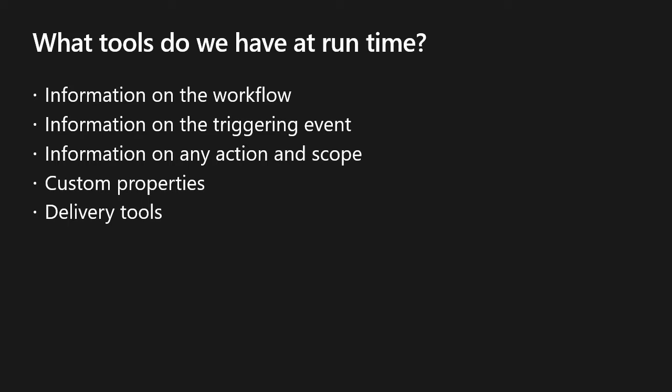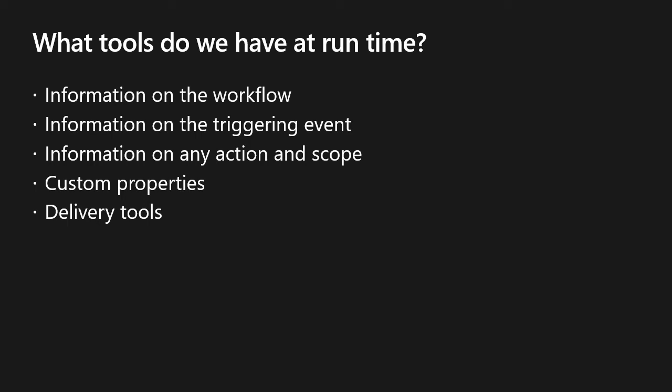Information on any action and scope. So the actions will include what was the name of the connection being used if we're connecting to a third-party service or first-party service. It'll include the inputs and outputs for the action itself. So every action that's invoked will have some inputs that are being provided to it, and we'll provide outputs.